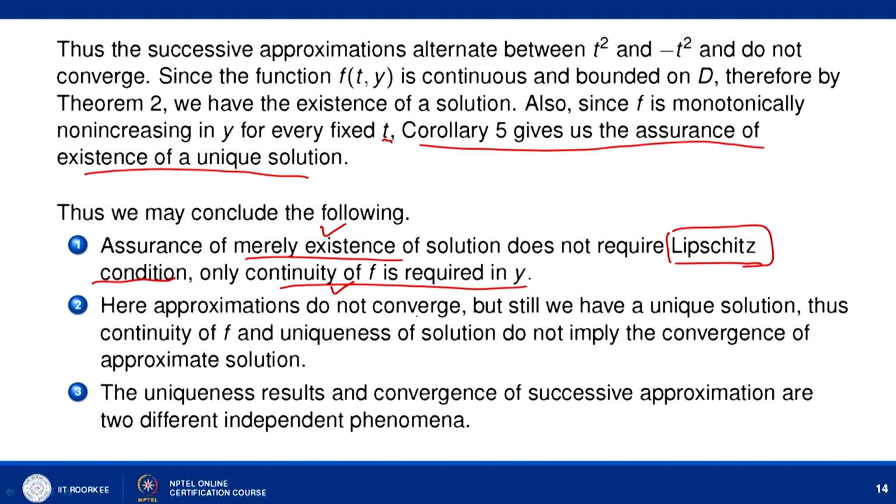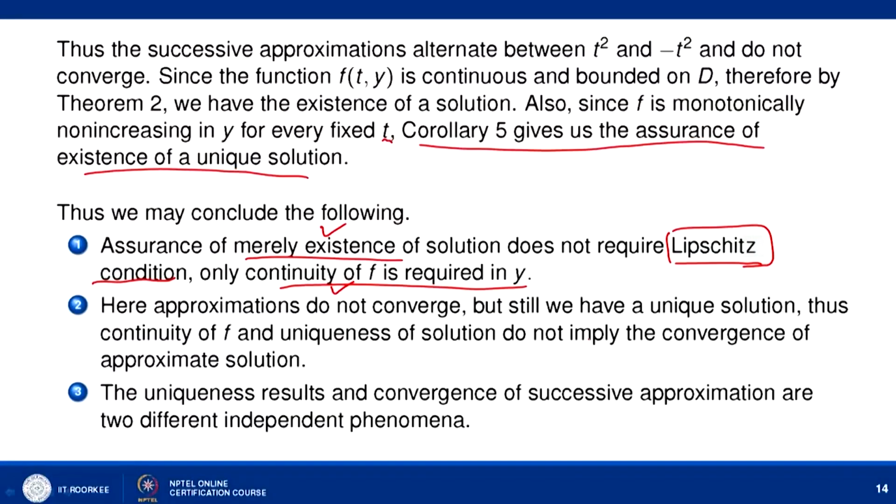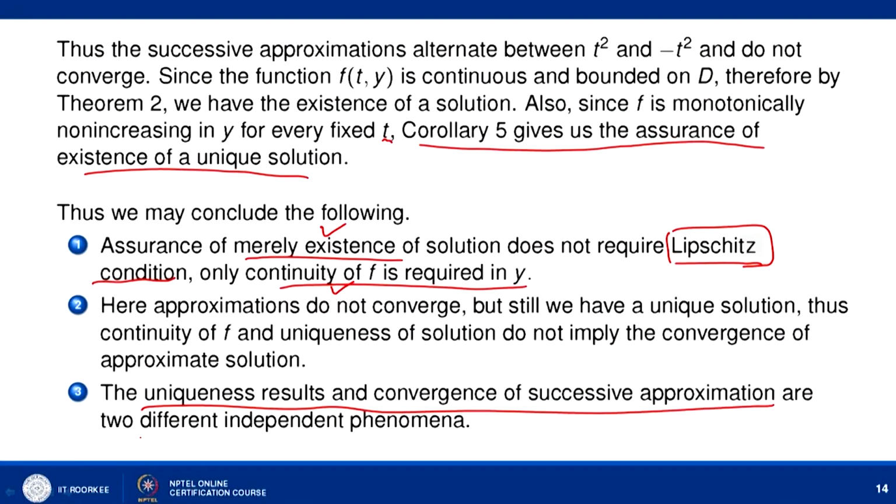Now here the approximations do not converge, but still we have a unique solution. So it means that convergence of approximate solutions and having a unique solution are two different things. It means that continuity of f and uniqueness of the solution do not imply convergence of the approximate solution. In particular, in the previous problem we have a unique solution, but still the successive approximations do not converge. So we can say that the uniqueness result and convergence of successive approximations are two independent phenomena. So it means that here they are not related.